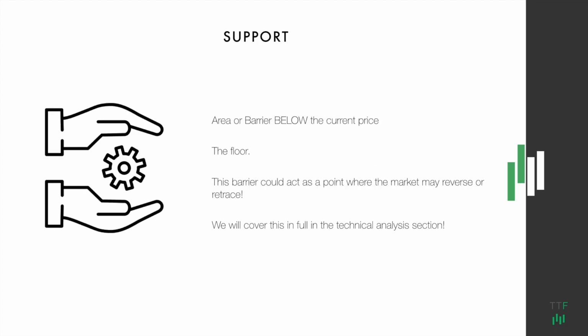We then have support. Support is basically the area or a barrier below the current price. This is what we call our floor. This barrier can act as a point where the market may reverse or retrace. We cover this in full later on.